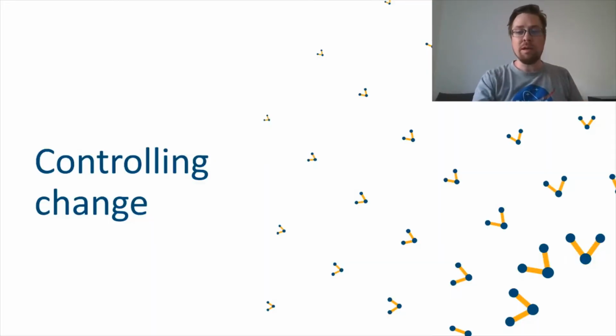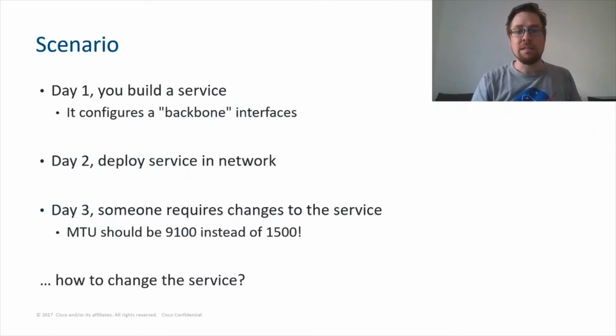So I'm going to run through a rather common scenario here. Let's say it's day one, right? You build a service. This service is for configuring your backbone interface in your network. So it's the thing that you use to connect your routers together. It's going to configure an IP address, or maybe two, IPv4 and IPv6, on an interface. We're going to configure some form of routing protocol, perhaps multicast and other things as well. Anything that you'd have on a typical backbone interface. So it's a fairly standard and basic service, right? We're going to use a configuration template to do this.